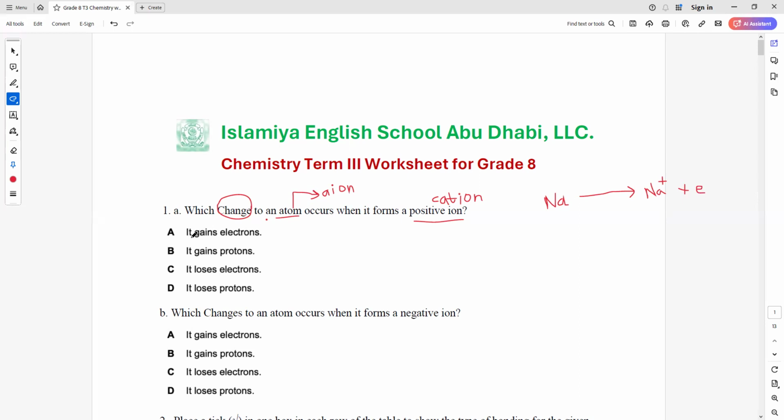So here you just look at the answers. It gains electron. No, if an atom gains electron, it will produce anion, right? So this cannot be the answer. It gains protons. No. Only electrons can be gained or lost from an atom, right? So no, protons, this cannot be the answer, definitely, right? So this also cannot be the answer. So C is the correct answer. Why? When an atom loses electrons, it will produce cation, right? So C is the answer for the first one.